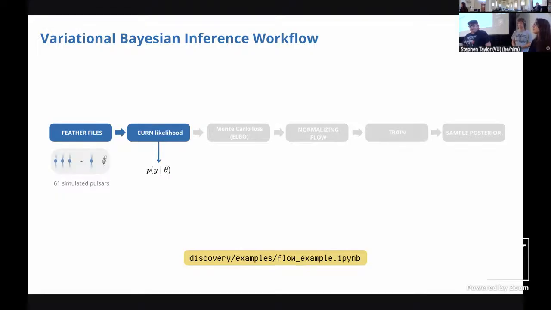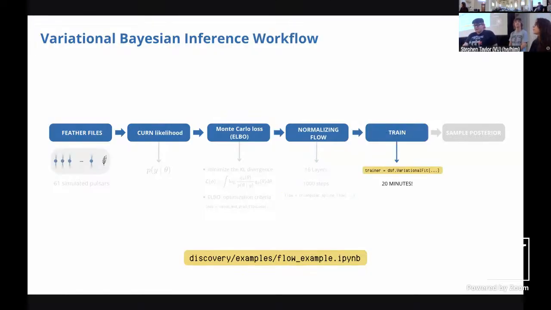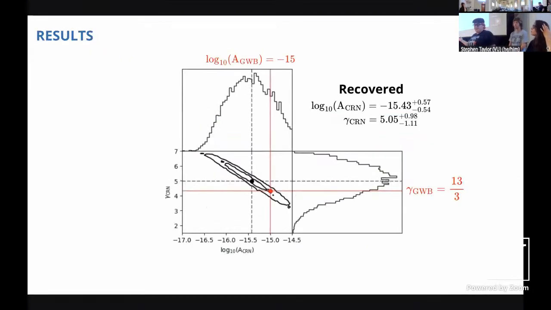So once you read in all your files, you need to write out what your likelihoods are, tell the code what your loss function is, and then give that to a normalizing flow. And these steps are derived from an example that was paired with that paper that we were going through. That's in Discovery. So ours had 16 layers and 1,000 steps total, where each step had up to 1,024 iterations of that checking the loss loop. And so the training overall took 20 minutes. And then finally, we sampled the resulting posteriors to see what it looked like and came up with this.